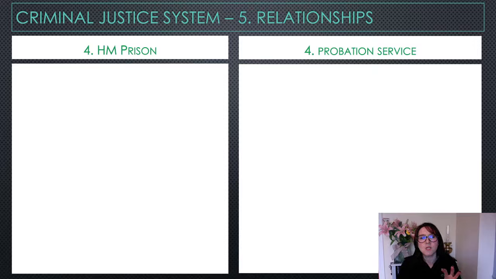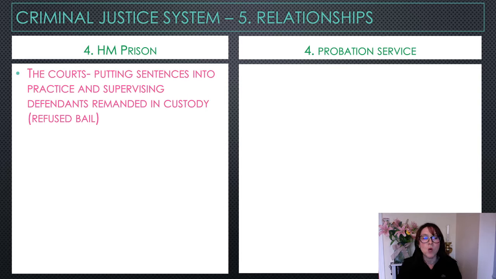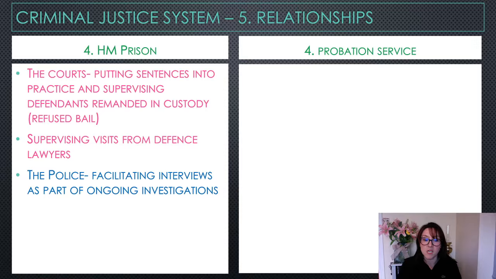Finally, the relationships for HM Prison and the Probation Service. These are both the same agency, or they work under the same heading, but the prison links in with some people, the Probation Service links with others. So I separated it to make it even clearer. The Prison Service works with the courts, putting sentences into practice and supervising defendants remanded in custody, who are the ones who have been refused bail. Supervising visits from defence lawyers. They also work with the police, facilitating interviews as part of ongoing investigations.